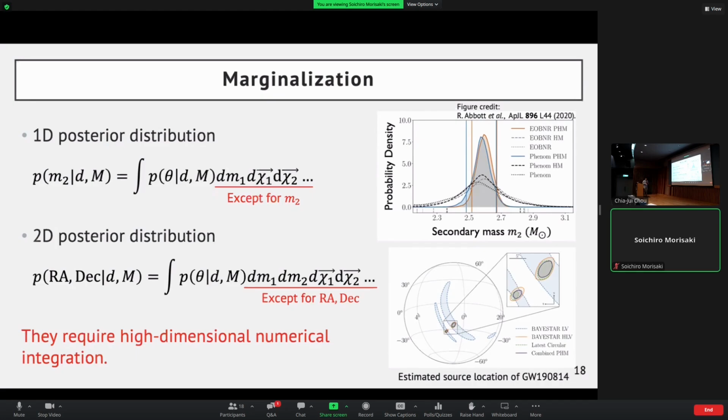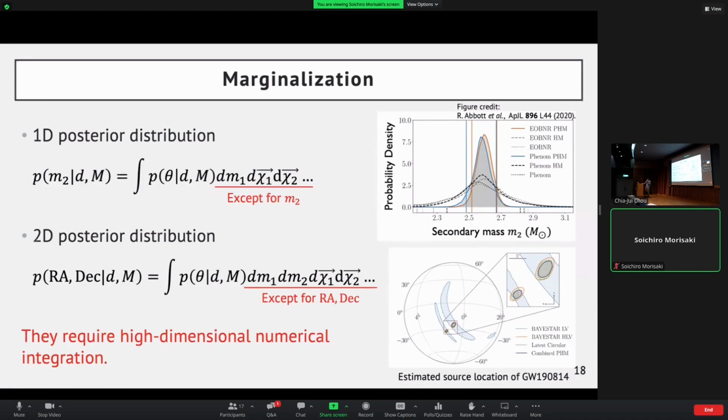Or if we are interested in the source direction, then we integrate the probability density function over the parameters except for right ascension and declination. By the way, these integration steps are often referred to as marginalization, so I'm going to use the terminology. And those lower dimensional probability density functions are often called marginal posterior distributions.